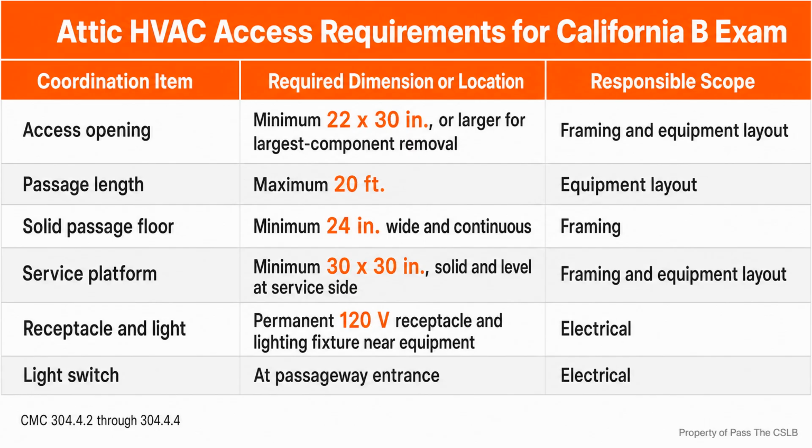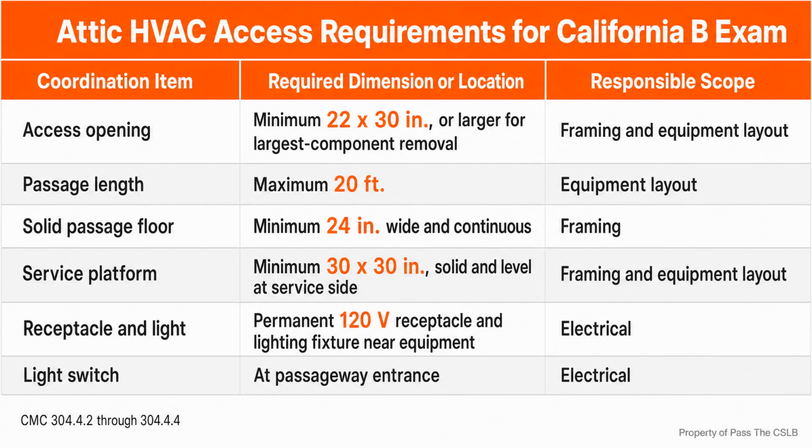The general building contractor's responsibility is coordination. The framing plan must leave the roof opening. The mechanical layout must place the service side where the platform works. The electrical rough-in must include the nearby receptacle, luminaire, and entrance switch. The condensate route must preserve its required slope while the service path remains usable.